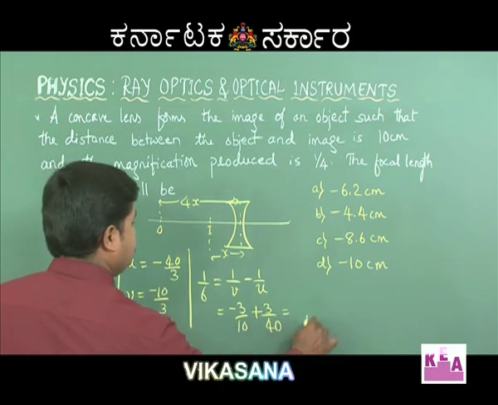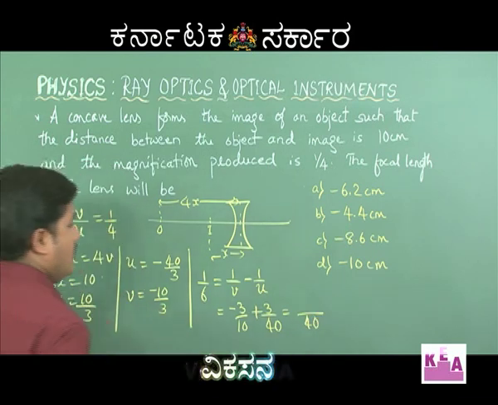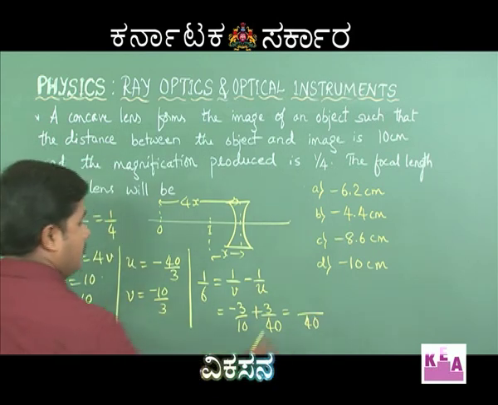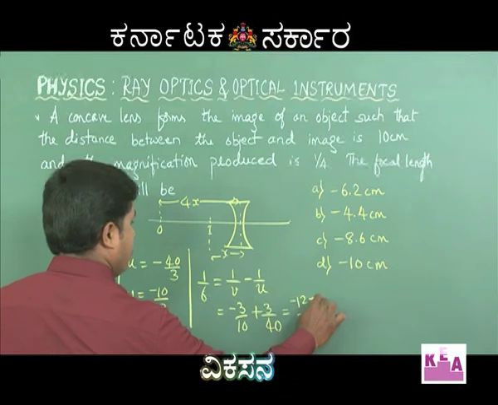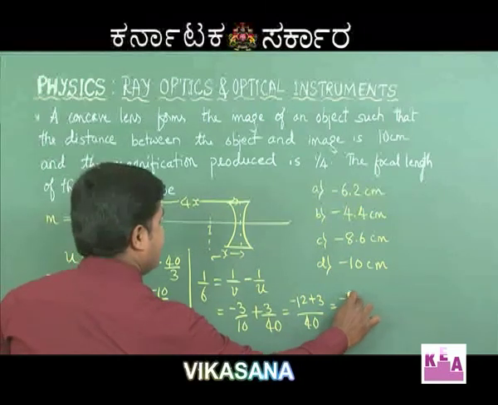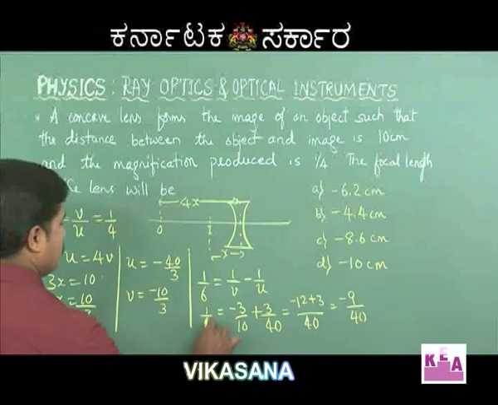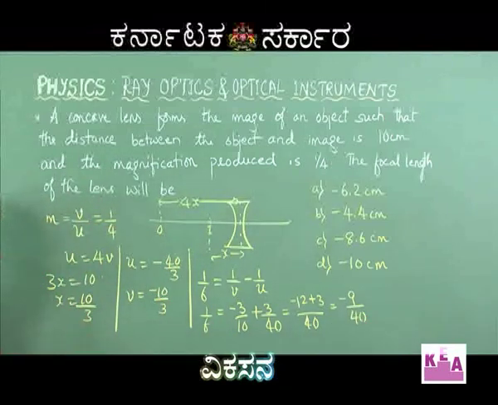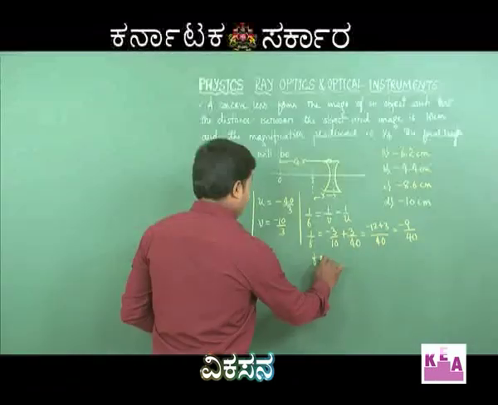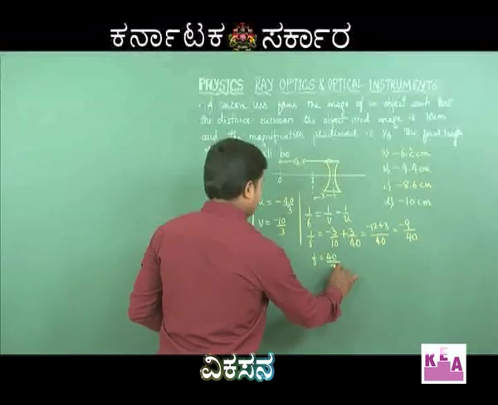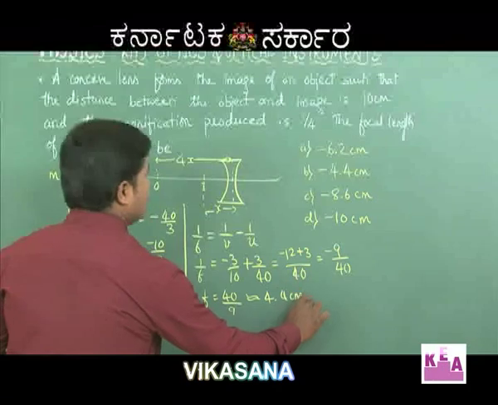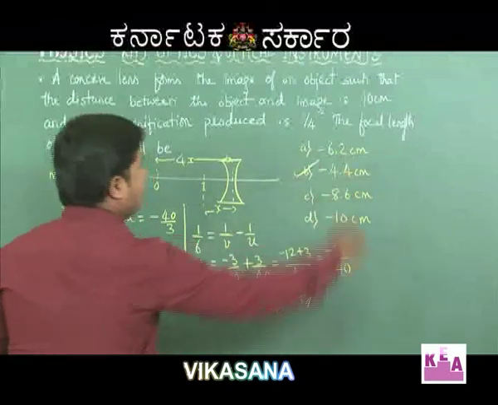So, this is minus 12 plus 3. So, minus 9 by 40 is your 1 over f. So, what is f? 40 by 9 with a negative sign. 40 by 9 is 4.4 centimeter. So, that gets me option B as the correct answer.